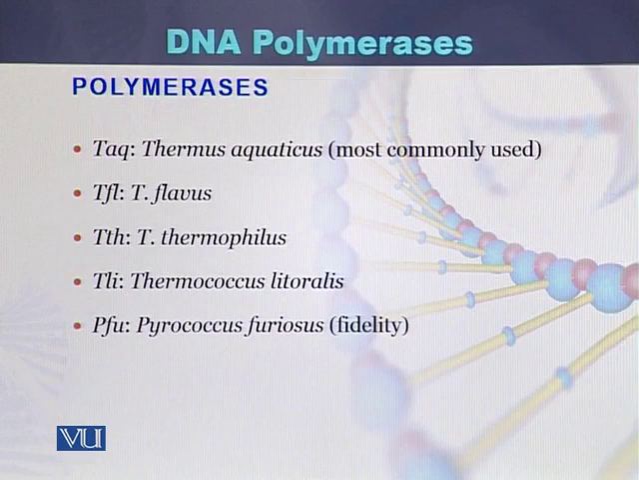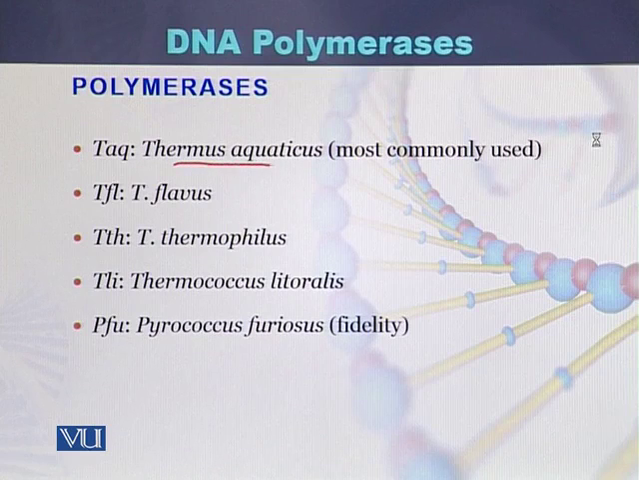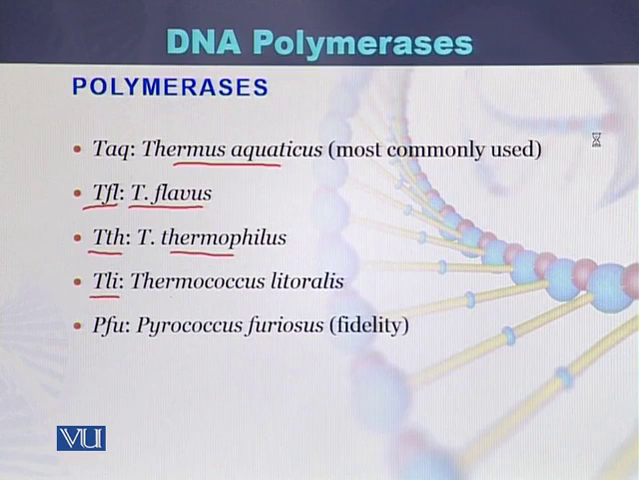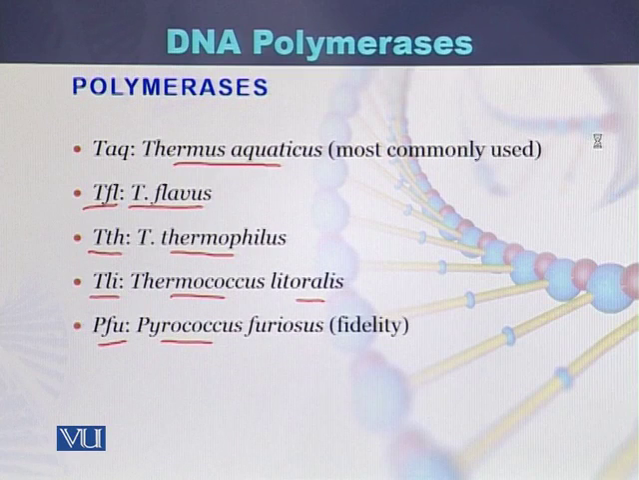Common polymerases and their origin: Taq polymerase was purified for the first time from Thermus aquaticus, then Tfl, that is Thermus flavus, then Tth, Thermus thermophilus, Tli, Thermococcus litoralis, and Pfu, that is from Pyrococcus furiosus. So these are common polymerases and the sources from which they were purified.